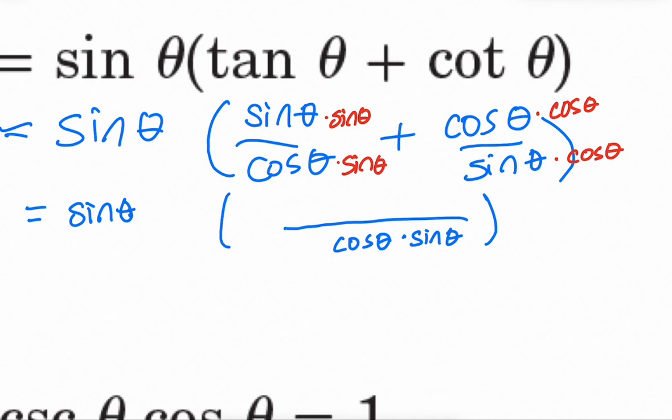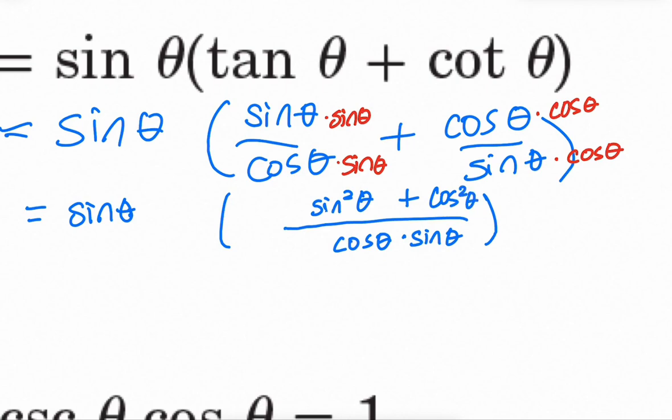To add fractions, you get a common denominator. Your new fraction will be that denominator. And your numerator, you just add the junk together. So sine times sine is sine squared. Cosine times cosine is cosine squared.